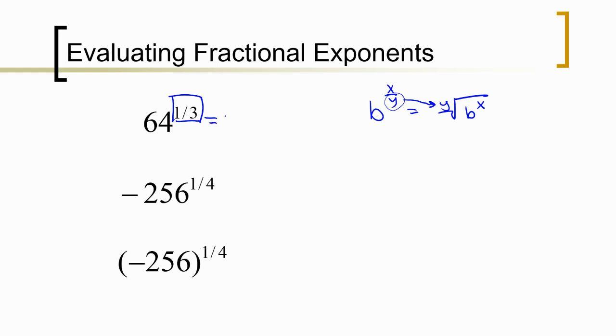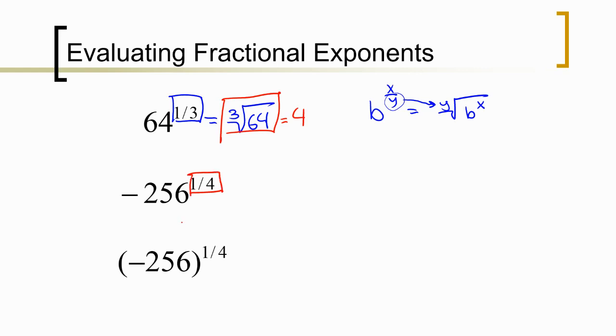So we rewrite this to be the cube root of 64. And as soon as you rewrite it, we should be familiar from our previous lesson to just know that the cube root of 64 is 4. Or you could just type this in your calculator.